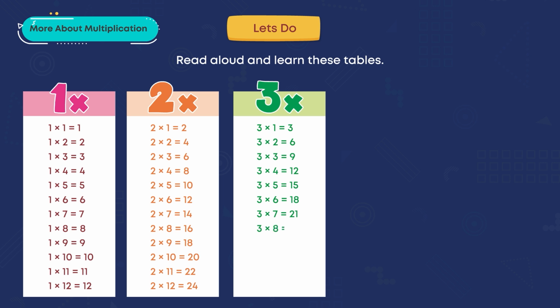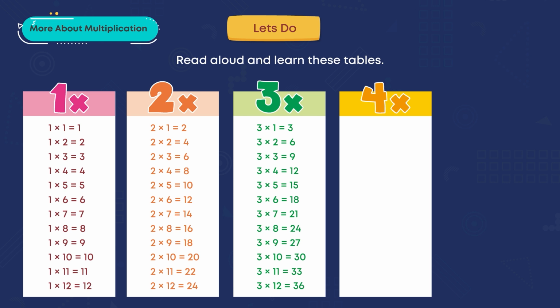3 times 8 equals 24. 3 times 9 equals 27. 3 times 10 equals 30. 3 times 11 equals 33. 3 times 12 equals 36. Table of 4.